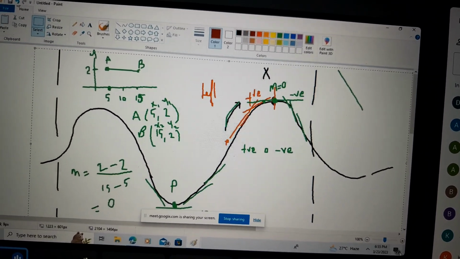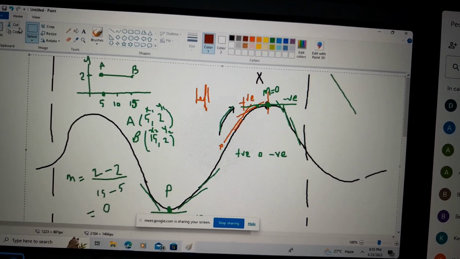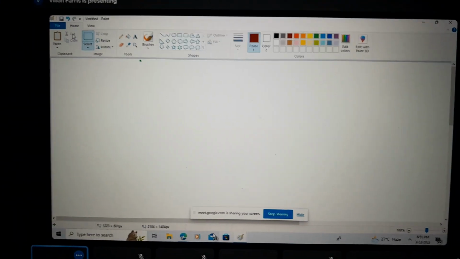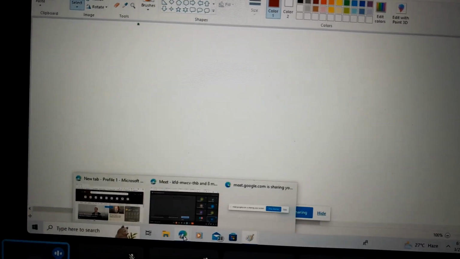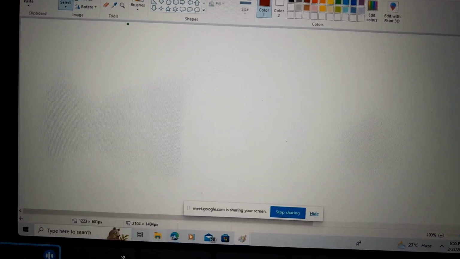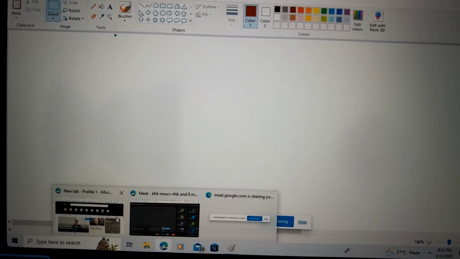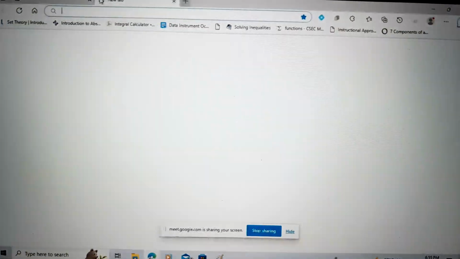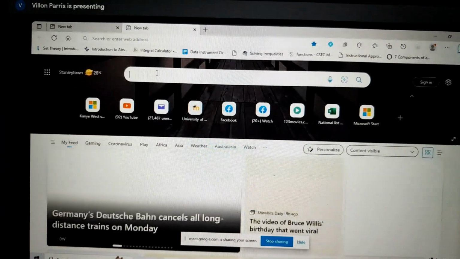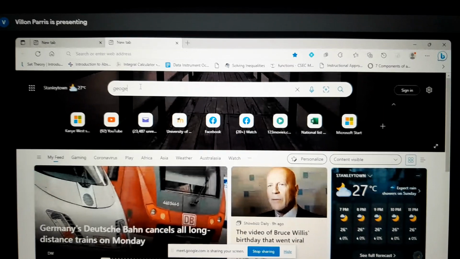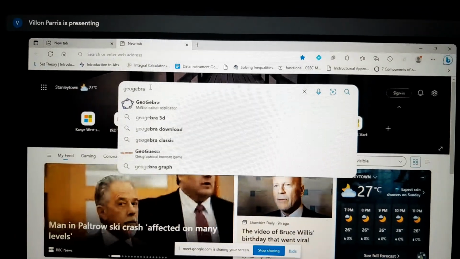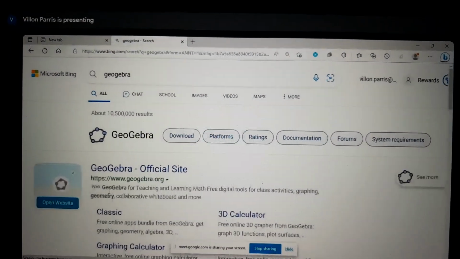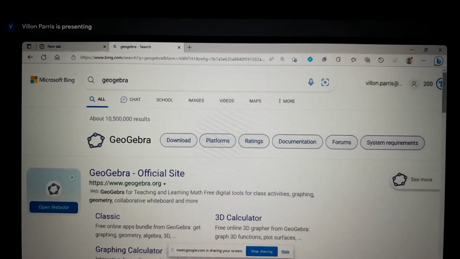Let me see if I have a direct example. Yeah. So let me see if I can get GeoGebra and show you, because I really want you to understand this. GeoGebra Classic.